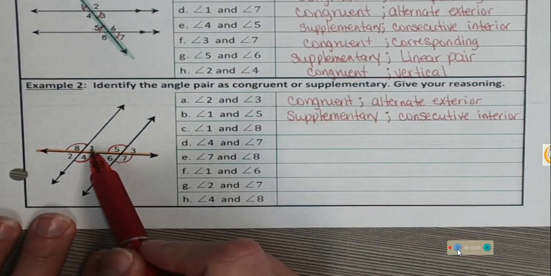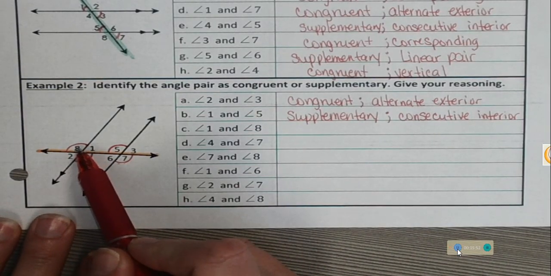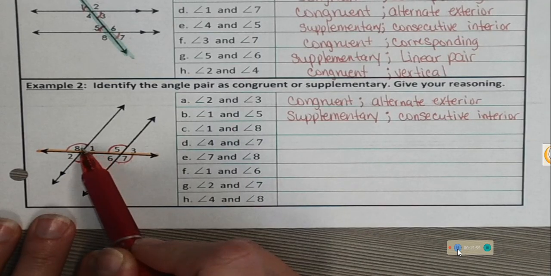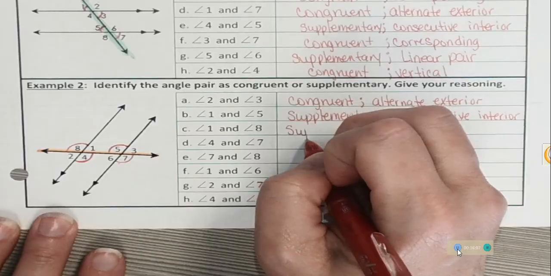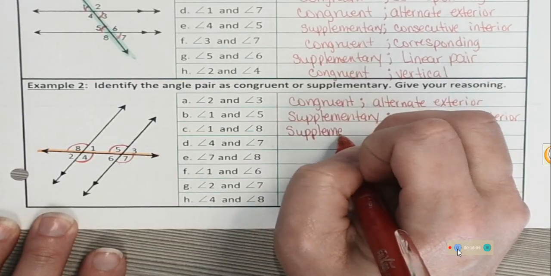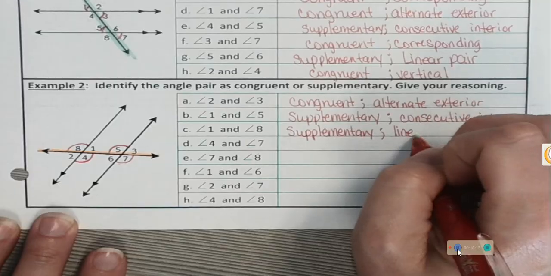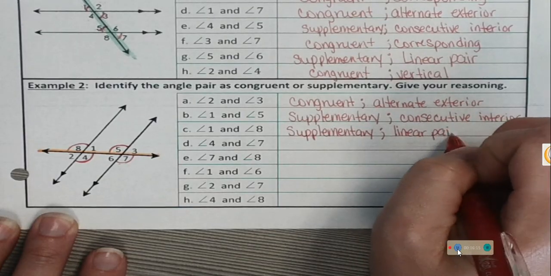All right. 1 and 8. Are they congruent or supplementary? Are they marked to be equal? Nope, they're not equal. One is marked, one is not marked. Plus, they're sitting side by side to form a linear pair. So these are supplementary because they are a linear pair.